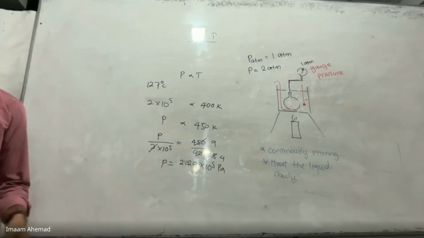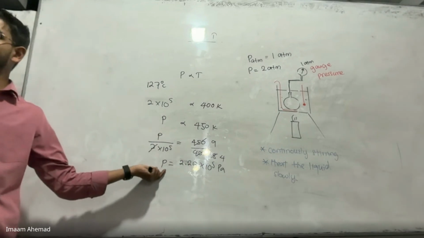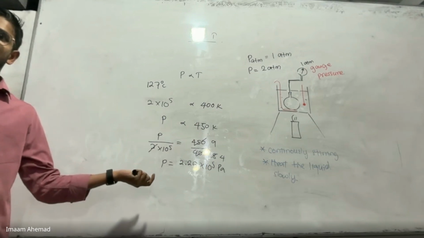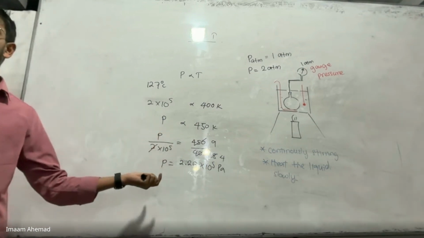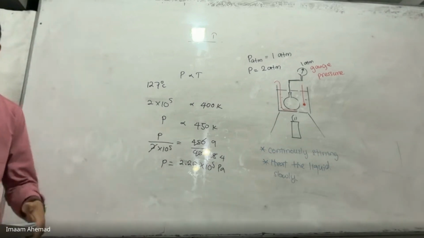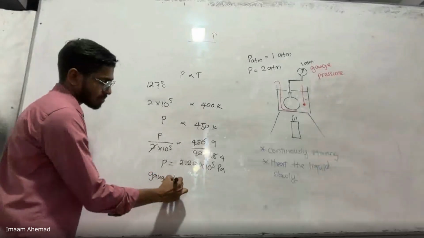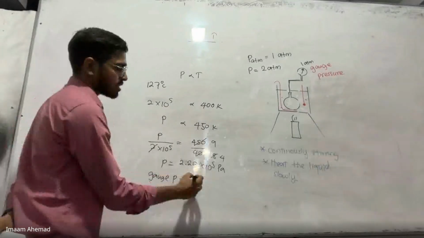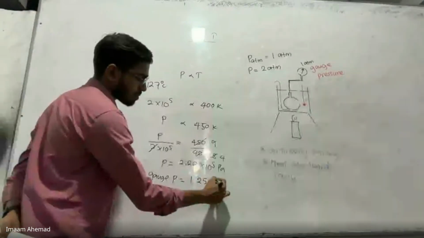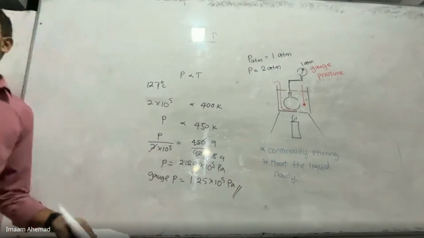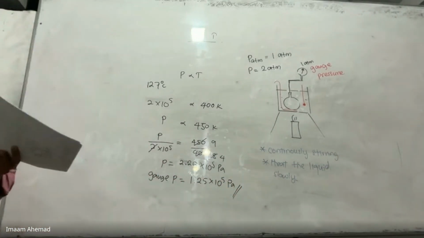Now, what is this pressure? This is the actual pressure. Then what will be the gauge pressure? We have to deduct that atmospheric pressure. Deduct that one, then 1.25. Okay, so 1.25 into 10 to the power 5 Pascals.